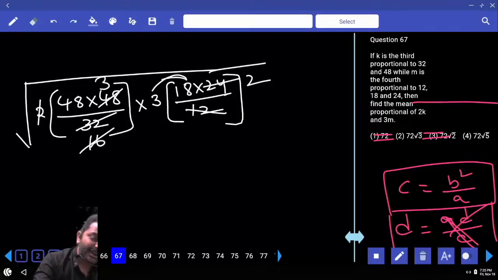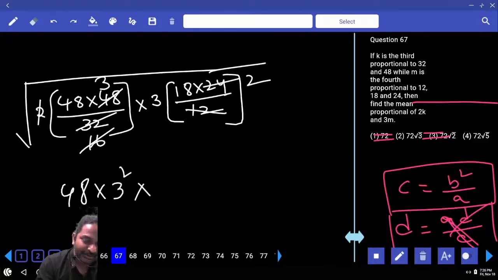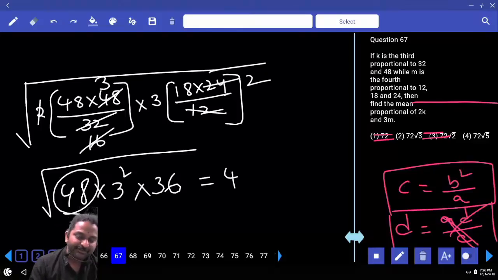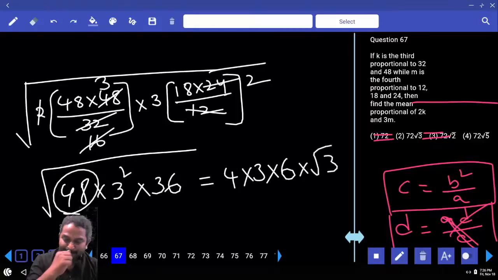So now 3 into 18 will not work. Fine, leave that. 48 into 3 square into 36 under root. This is what we have. Yes or no? Now 48 we can write as 16 3 times. If it is 16, when it comes out, it becomes 4. 3 we have, under root. 3 square, when it comes out, 3. 36, when it comes out, it becomes 6. And still we have root 3. 12 into 6, 72 root 3.